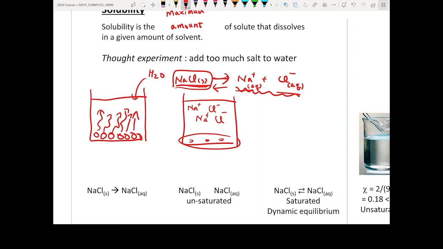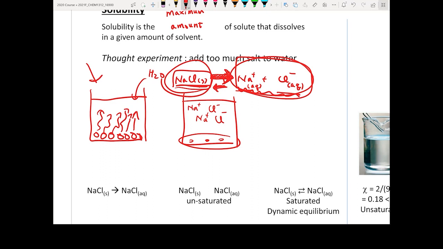But in the very beginning, when you throw all that solid into your water, you have the maximum amount of sodium chloride and pretty much none of the ions. So you have maximized this process, and the reaction goes to the right. But as time goes by, the concentrations of Na+ and Cl- increase, and in the end you reach an equilibrium. That means the rate going to the left and the rate going to the right are the same. Under that situation, we say the system reaches equilibrium.